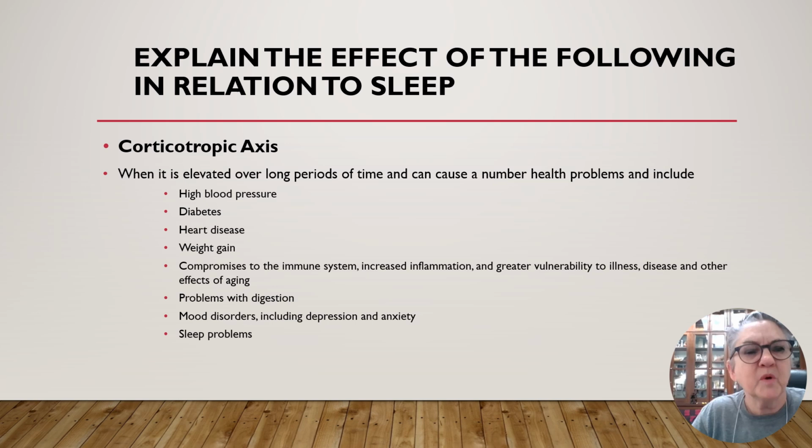A number of health problems can occur when the corticotropic axis is elevated over periods of time. They include high blood pressure, diabetes, heart disease, weight gain, compromise to the immune system, increasing inflammation, and greater vulnerability to illness, disease, and other effects of aging. It can also cause problems with digestion, mood disorders, including depression and anxiety, and of course, sleep problems.